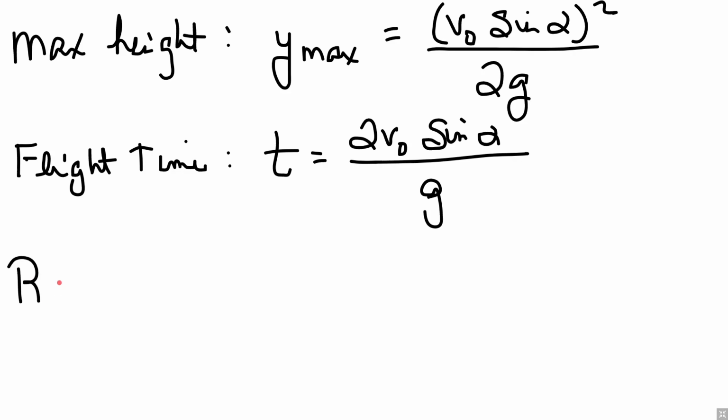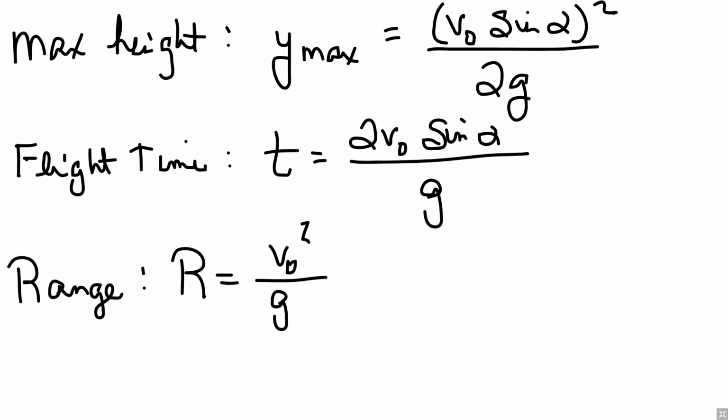Then our final thing we're going to deal with is the range. So r is equal to the initial velocity squared, divided by g, and then multiplied by the sine of 2 alpha.